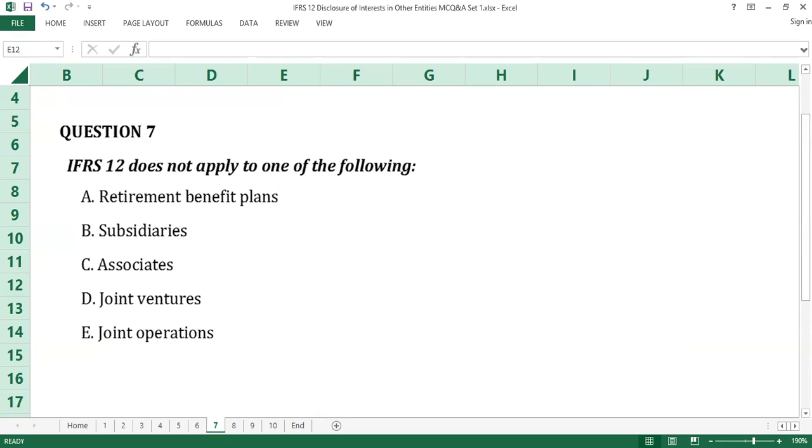Time up. The answer to question number 7 is A, retirement benefit plans. IFRS 12 applies to all of the options except option A. A is the answer to question number 7.